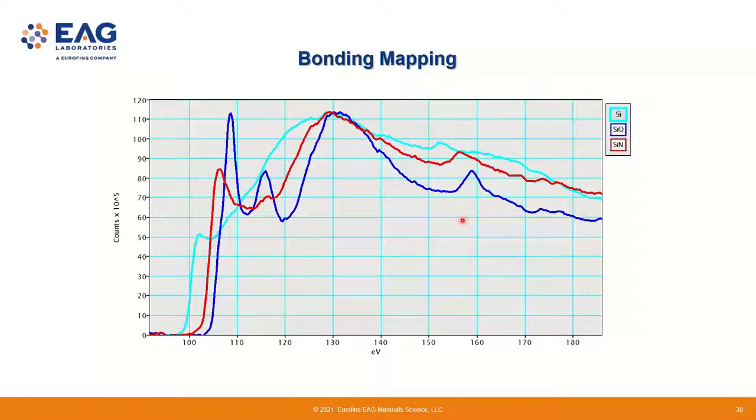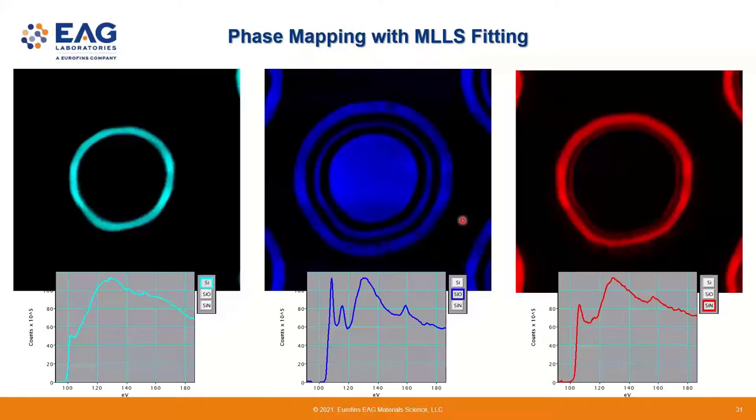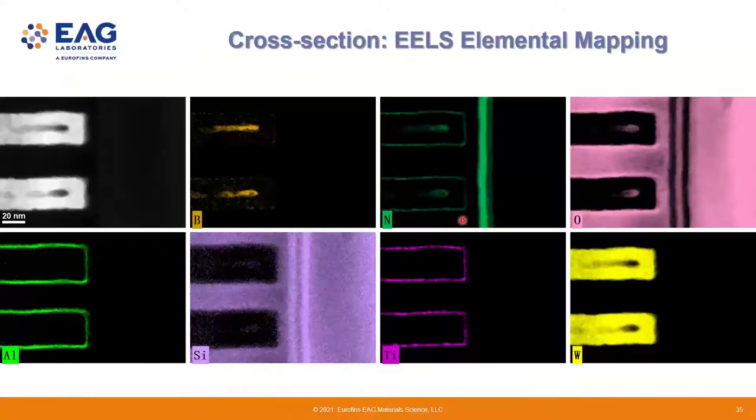Okay. And I think we've got one more question. Do you have any tips for extracting boron by MLLS fitting, as I believe it's heavily overlapping the silicon? No, not really, actually. If you have a trace amount of boron, also spatially overlapping with silicon, you're in big trouble, right? I do agree.